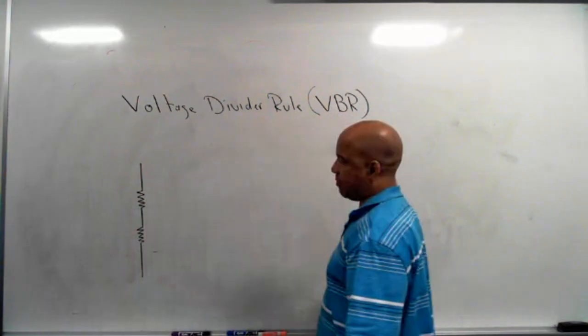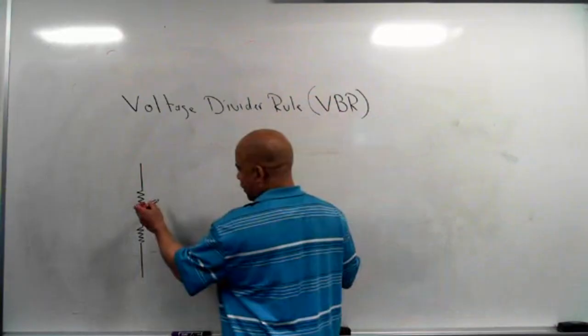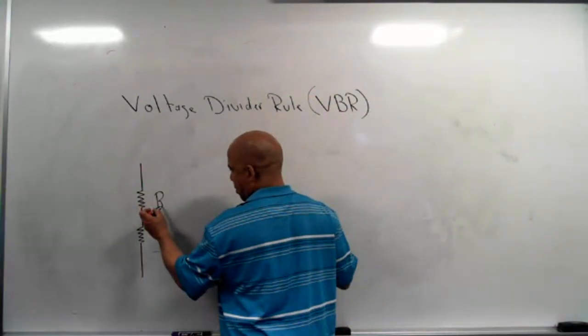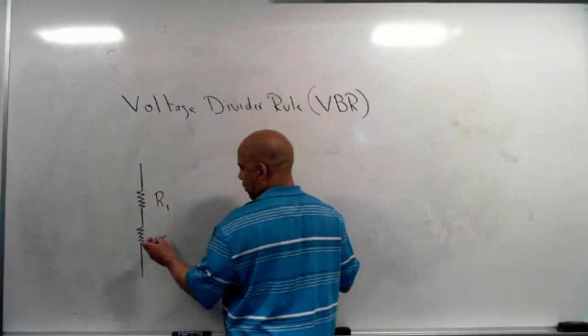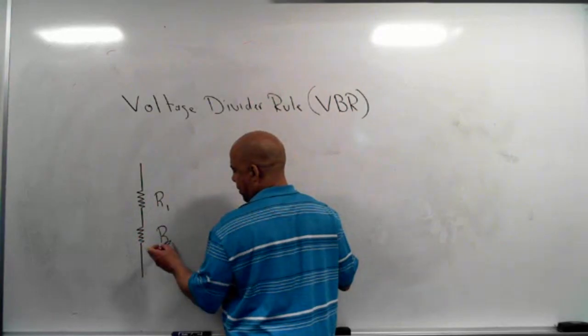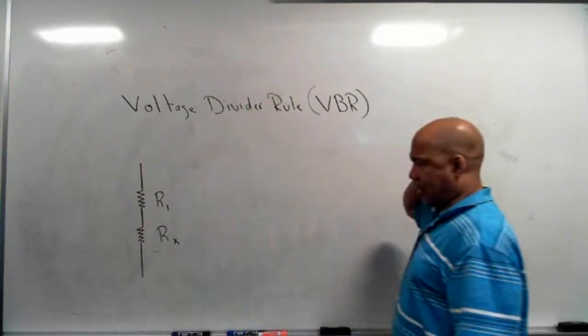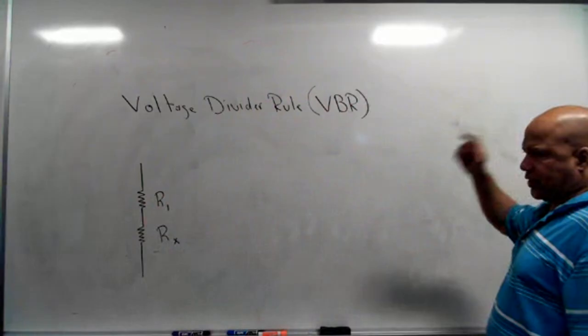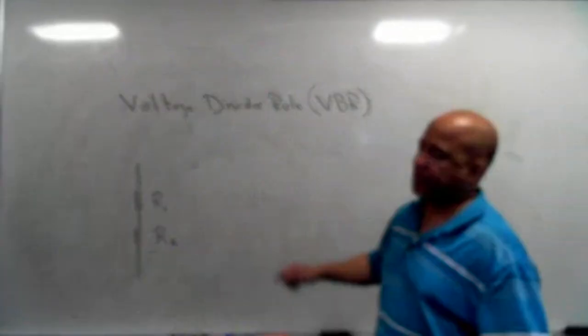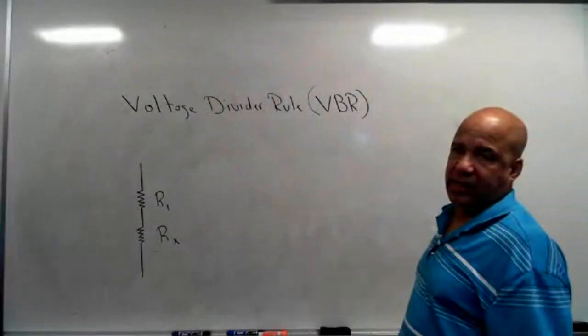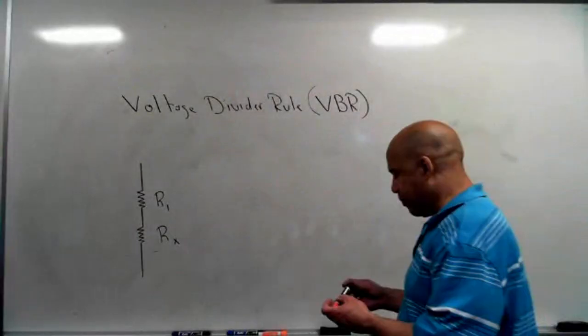So I got that circuit. I'm going to call this resistor 1. I'm going to call this resistor X. So got resistor 1, and instead of calling that resistor 2, I call it resistor X. That X can be any value.